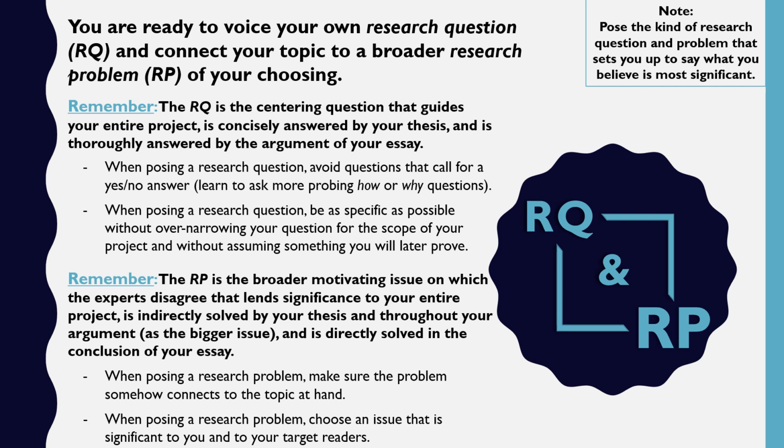When posing a research question, avoid questions that call for a yes-no answer. Learn to ask more probing how or why questions. When posing a research question, be as specific as possible without over-narrowing your question for the scope of your project and without assuming something you will later prove. For example, consider the question, is Puritanism a major theme in the writings of Nathaniel Hawthorne and Arthur Miller? This question only seeks a yes-no answer.